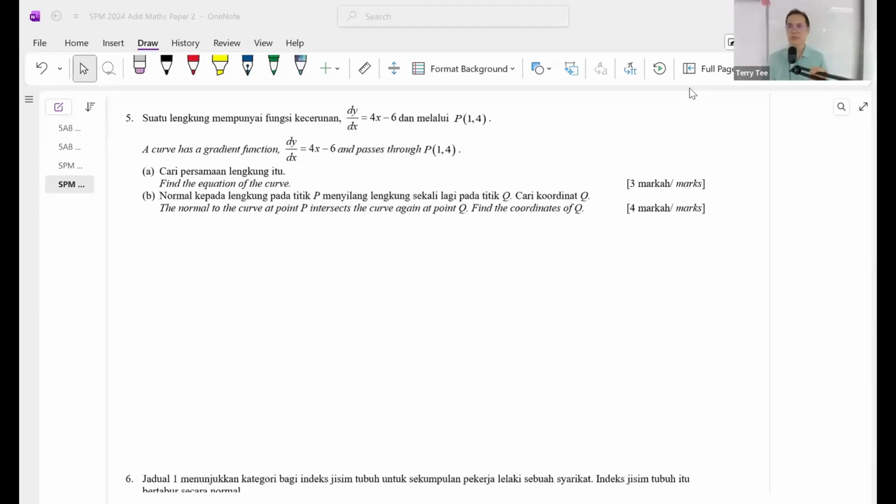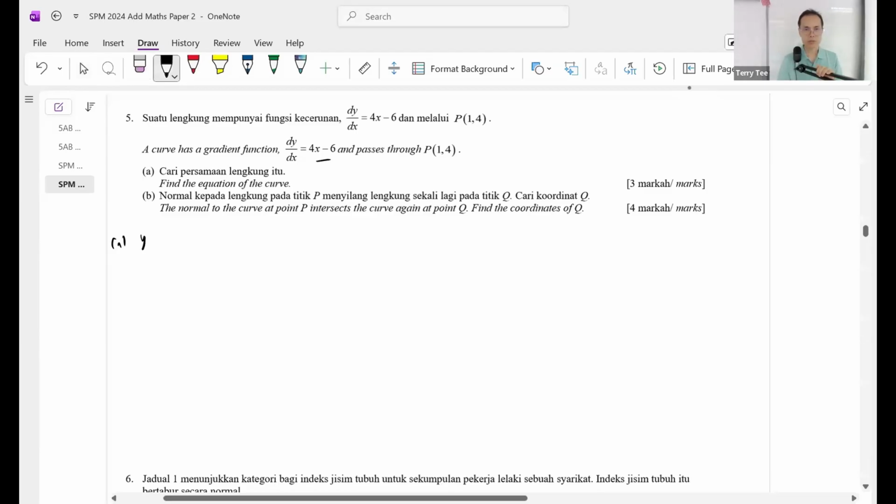Okay, question number 5. This is from chapter 2 or chapter 3 combined. The first part is actually an integration. When you're given a gradient function, dy/dx, to find the equation of the curve, we have to integrate. You integrate dy/dx, you get your y. As I integrate this, I got 2x squared. Remember, increase the power by 1. The 4 you divide by 2, I write 2 straight away. Integrate 6 is 6x plus c.